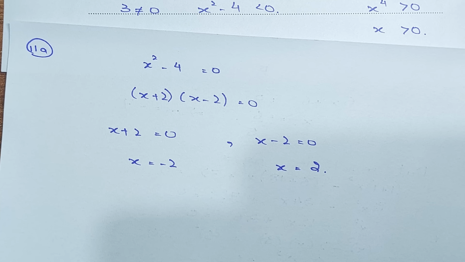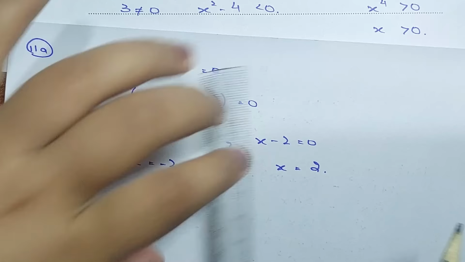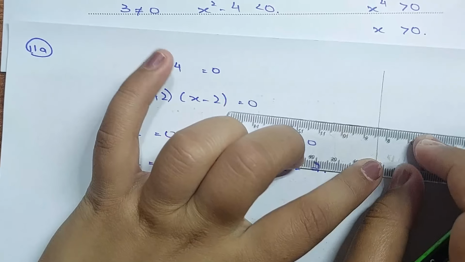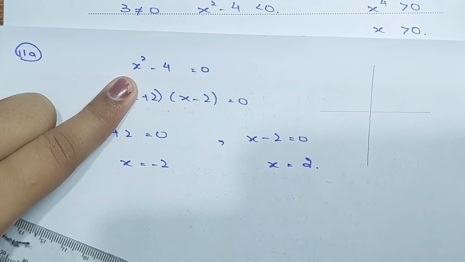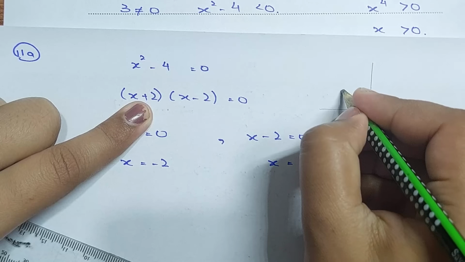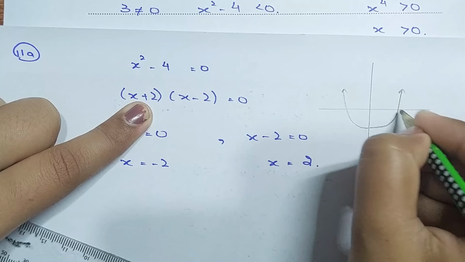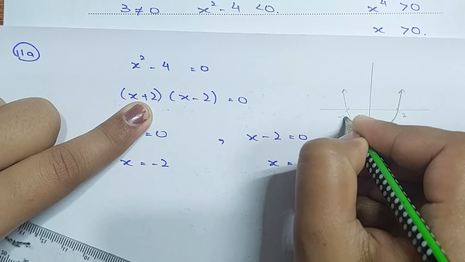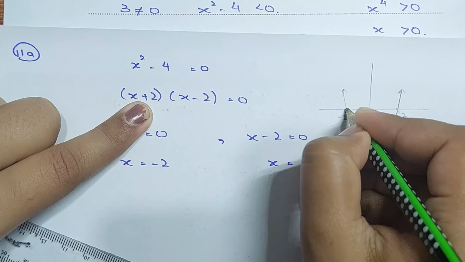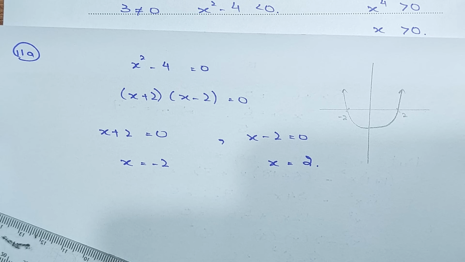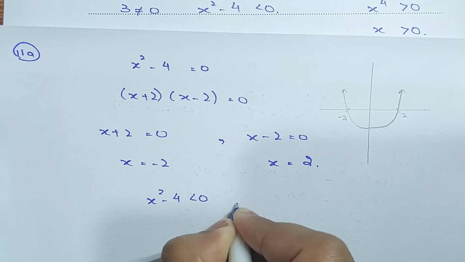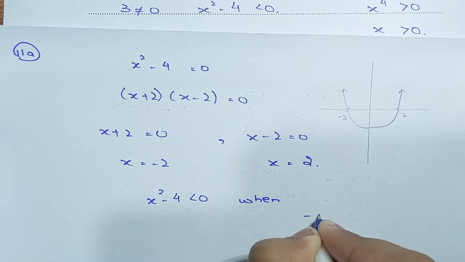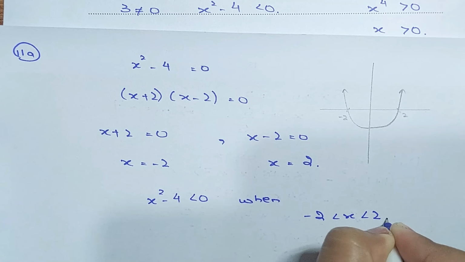So let me visualize this situation. Let me draw this parabola, because we have the two roots. This is a quadratic equation, x square minus 4, right? The two factors are plus 2 and minus 2, so this would be the shape of the parabola. This is 2 and this is minus 2, and it is less than 0 when the value is between minus 2 and plus 2, right? So we can say x square minus 4 is less than 0 when minus 2 is less than x is less than 2, right?